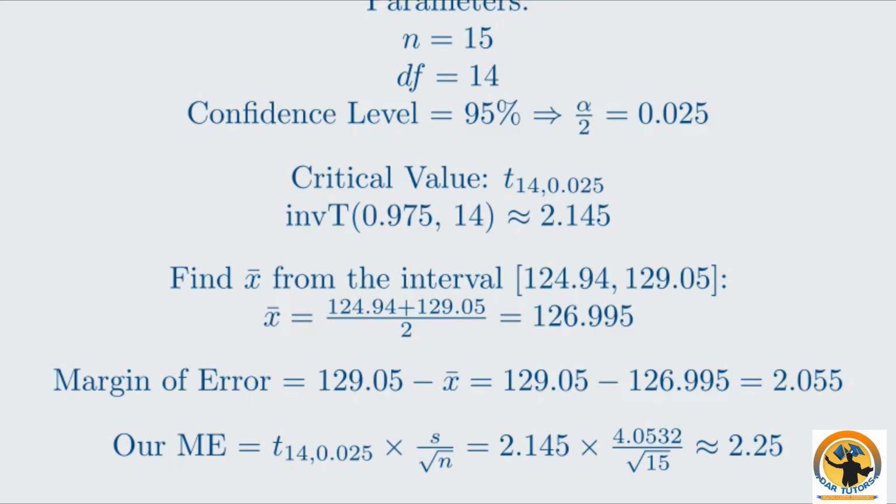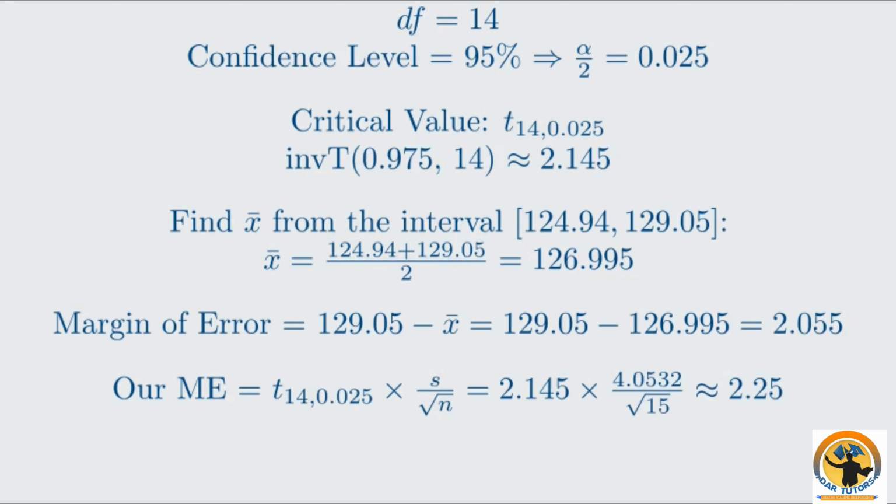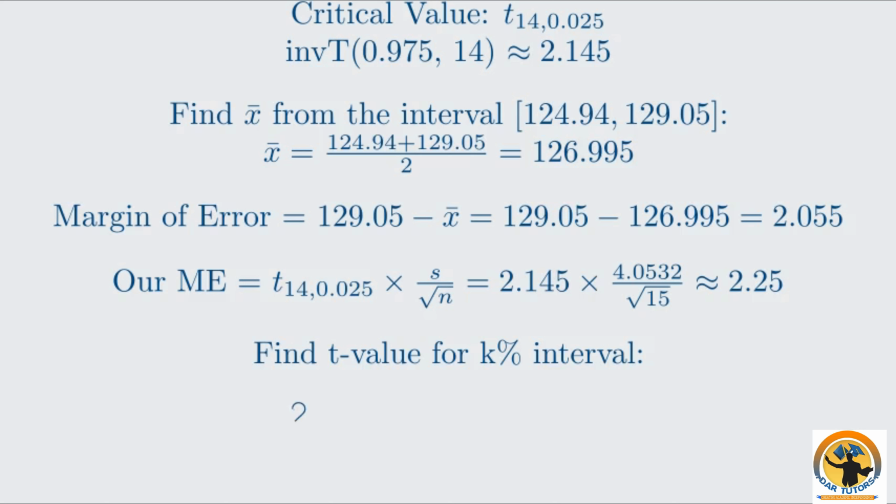For IB exams, it's best to keep more decimal places during intermediate steps. However, for a quick check, they are close enough. To find the value of k, we can use the margin of error of 2.055 from the provided interval. We set our margin of error formula equal to 2.055. Solving for the critical t-value, we get t sub 14, alpha over 2 equals 2.055 times root 15, divided by 4.0532, which is approximately 1.964.